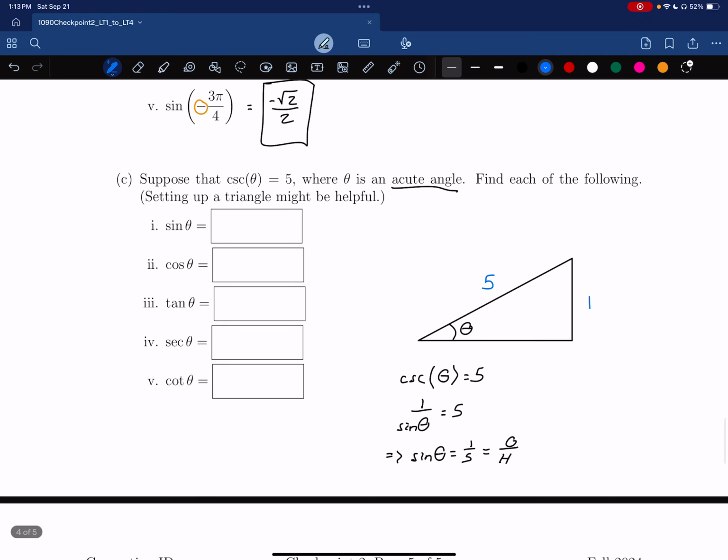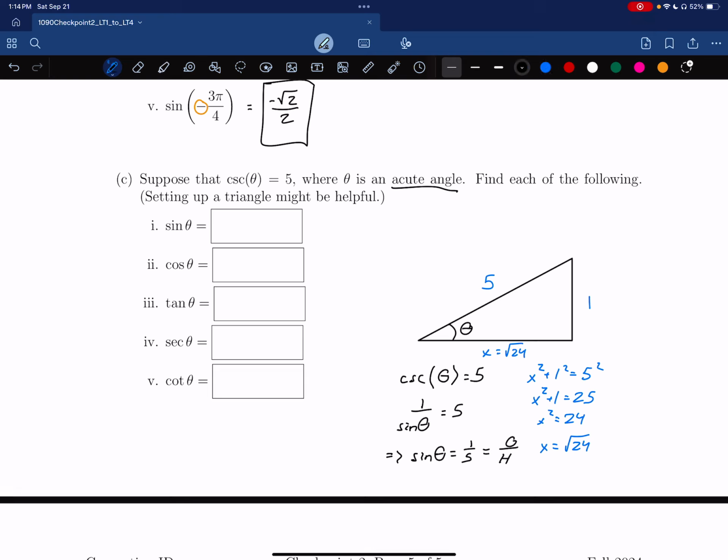But now we also need to find what this leg right here will be. And we can do this by using the Pythagorean theorem. So let's call it x for now. Using the Pythagorean theorem, we know that x squared plus 1 squared is equal to 5 squared. So that means x squared plus 1 will be equal to 25. So x squared is equal to 24. And then taking the square root of both sides, we will have that x is equal to the square root of 24.